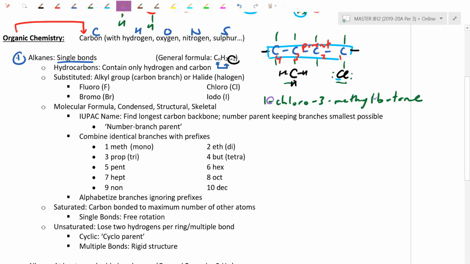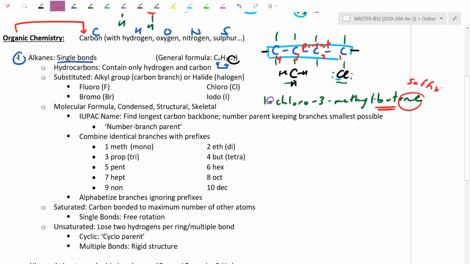Sometimes they put between the branch and the last name a hyphen, but usually they just ram the last branch with the parent name. The parent not only tells me with the prefix how many carbons are inside, the ending of that parent, we're going to call it the suffix, will actually imply to me what family we're in.